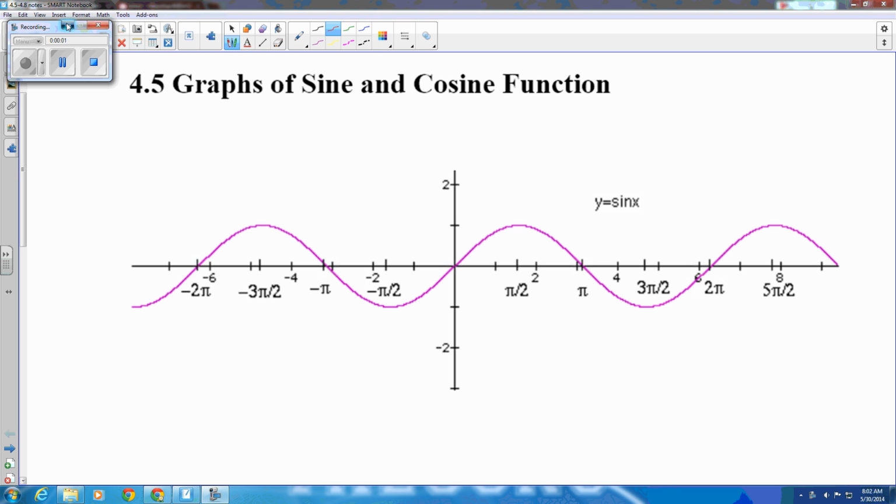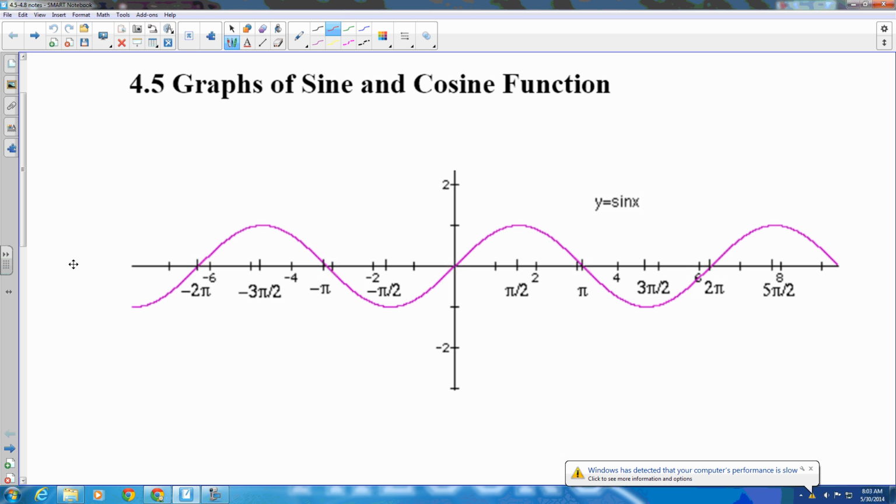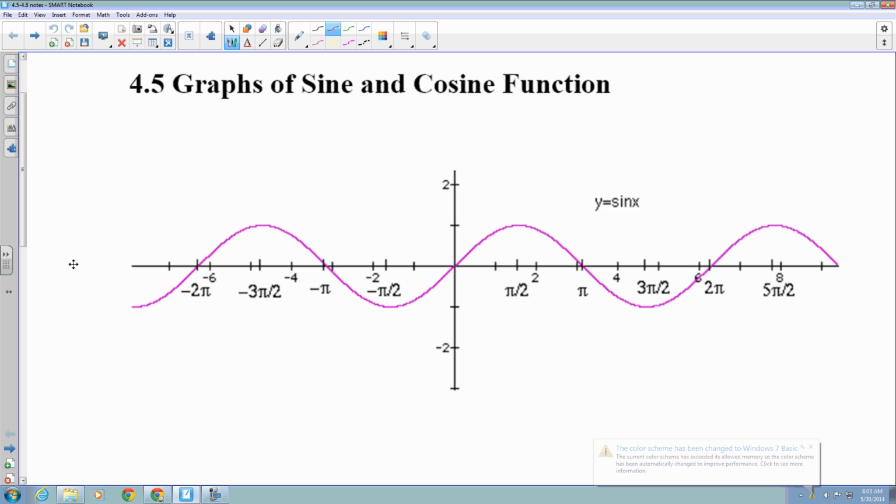We are doing section 4.5, which is graphing sine and cosine functions today. Okay, so here's the graph of the basic y equals sine of x sine function. So what we need to look at are a couple of things. The first thing is the period. Now I know we talked earlier about how the period of a sine function and cosine function is 2 pi, and let me show you what that looks like on its graph.